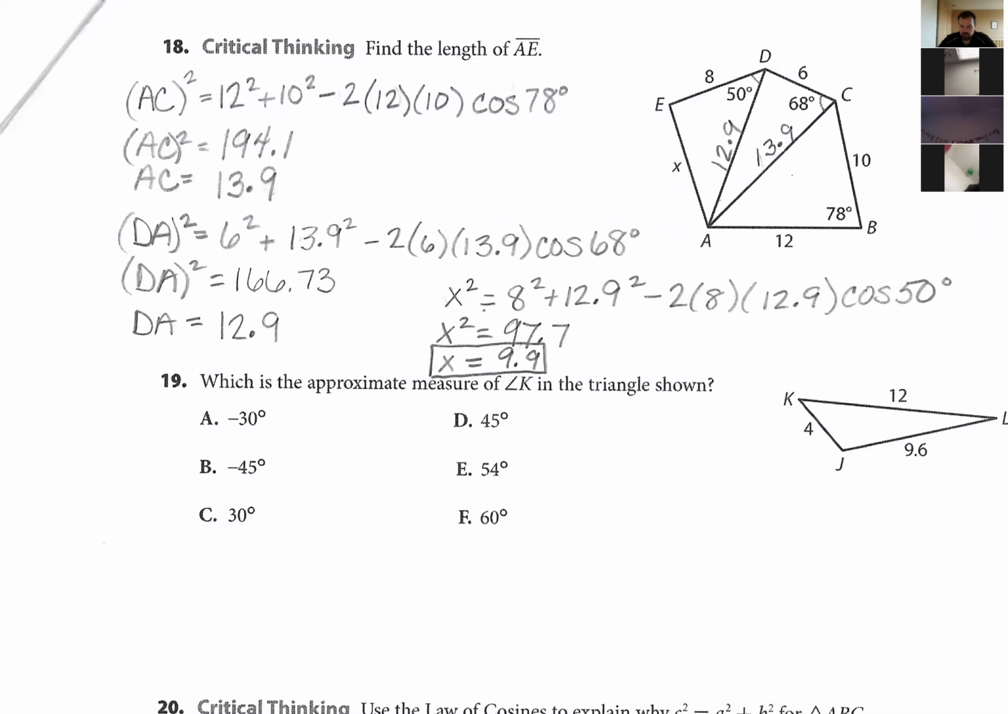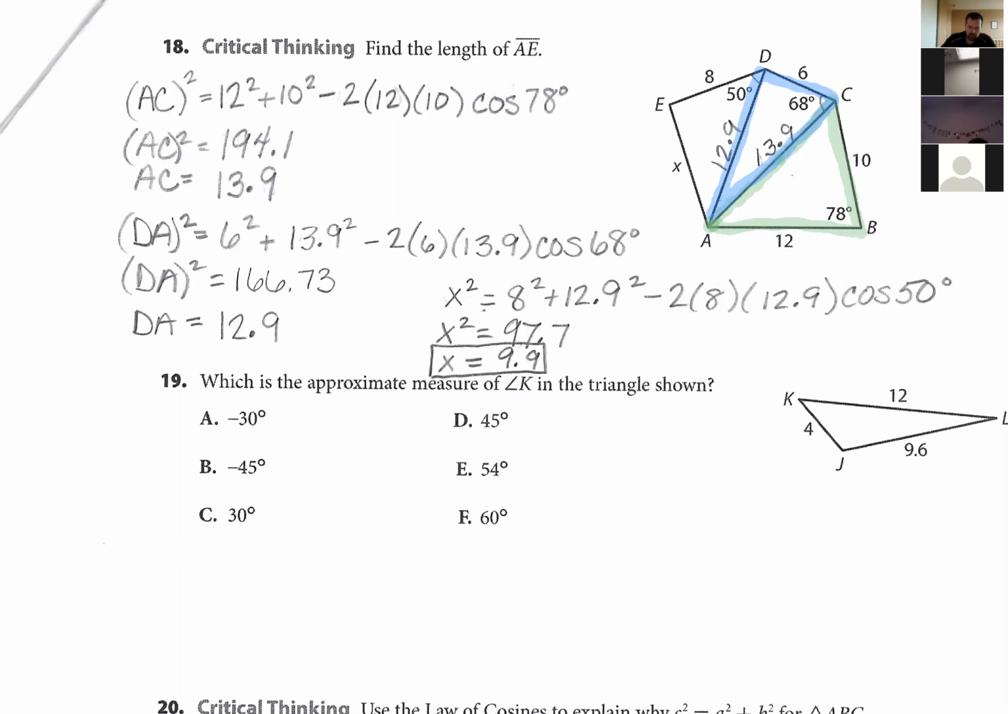So on 18, you'd have to do law of cosines. If you have a specific question, you can let me know, but I'm just going to talk about it. You'd first focus on this here. You would do law of cosines to solve for 13, to get 13.9. And then after this step, you would do law of cosines again using this triangle. Now that you know what 13.9 is, you can use law of cosines to get 12.9.